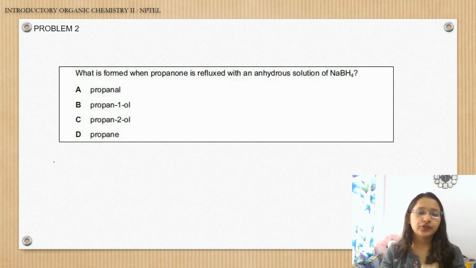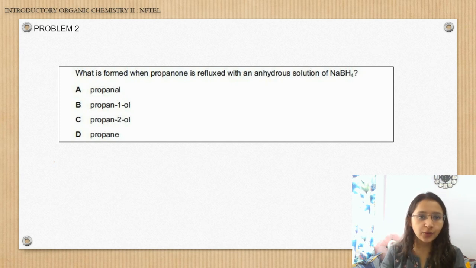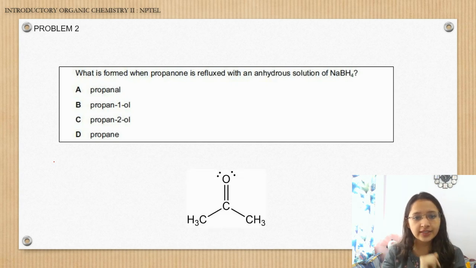So now problem 2 is: what is formed when propanone is refluxed with an anhydrous solution of sodium borohydride? So do you know what a sodium borohydride is? Reducing agent, ma'am. Yes, it is a reducing agent. Okay, so if it is a reducing agent, the propanone structure is this, right?